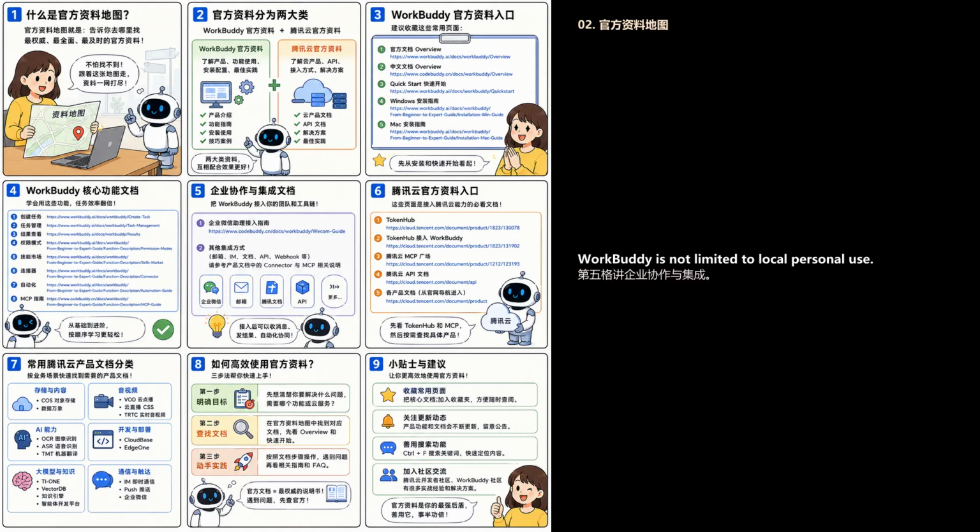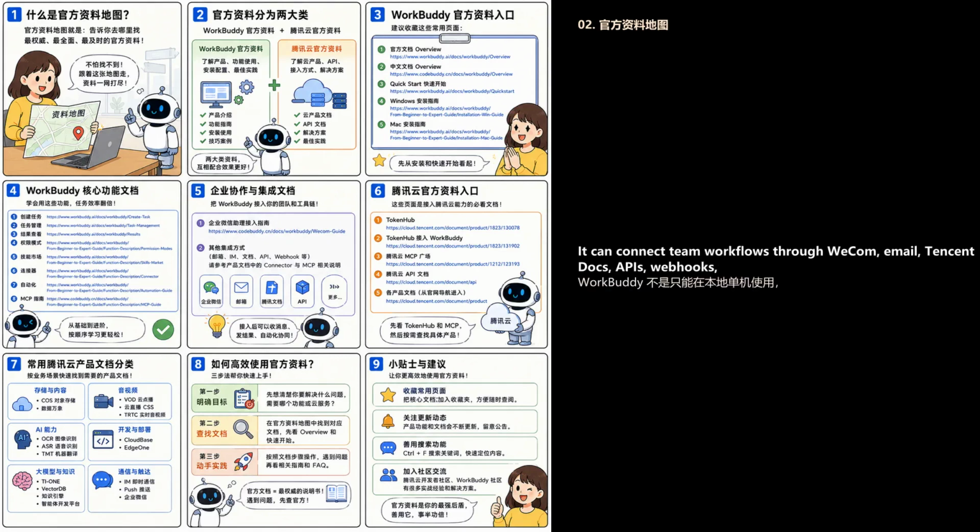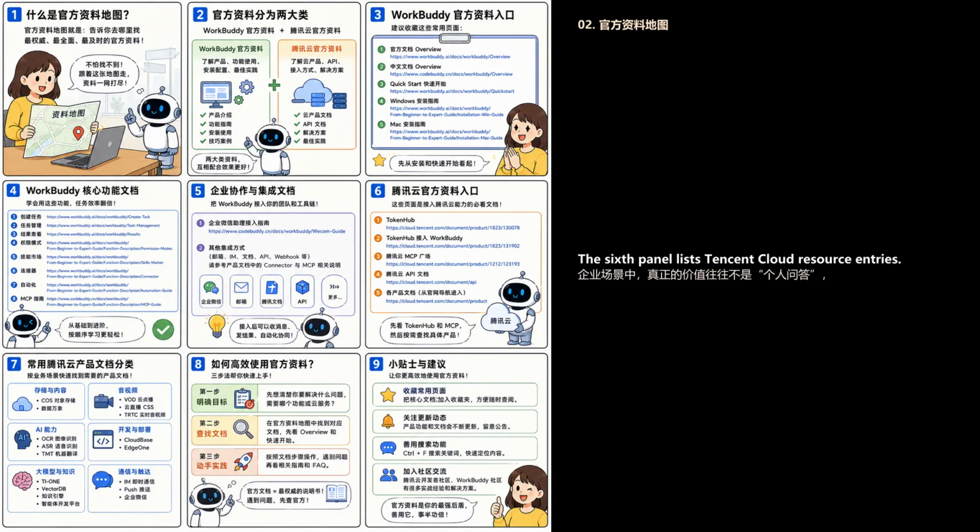The fifth panel covers enterprise collaboration and integration. WorkBuddy is not limited to local personal use. It can connect team workflows through WeCom, Tencent Docs, APIs, webhooks, connectors, and MCP. In enterprise use, the real value is usually not personal question answering, but letting AI access team materials and business systems in a controlled way. The sixth panel lists Tencent Cloud resource entries.